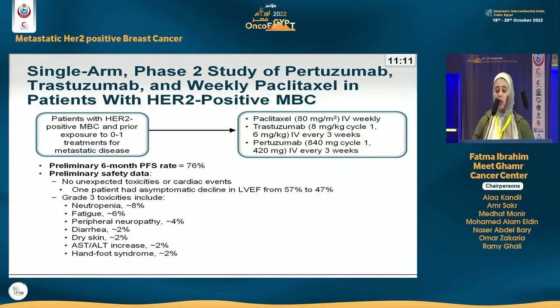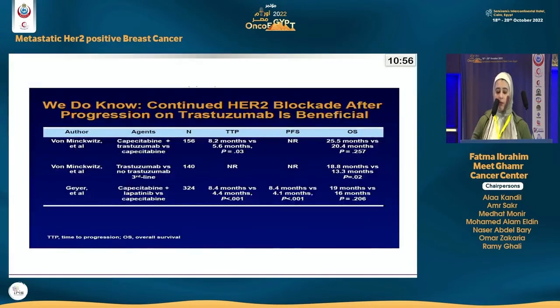Another single-arm phase 2 study of pertuzumab plus trastuzumab and weekly paclitaxel in patients with HER2-positive metastatic breast cancer. We can see a preliminary 6-month progression-free survival rate of about 76%. And regarding safety data, no unexpected toxicity or cardiac events.